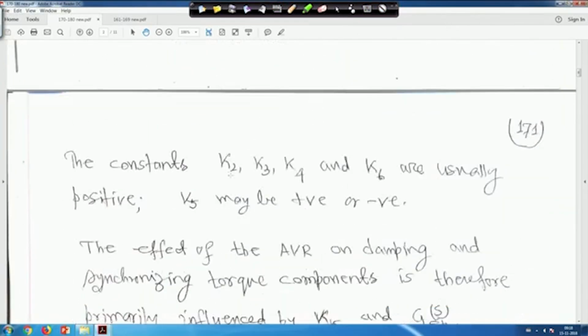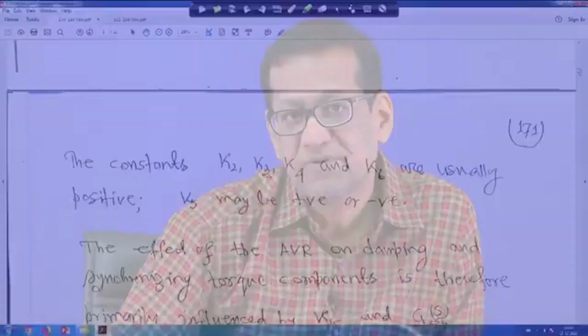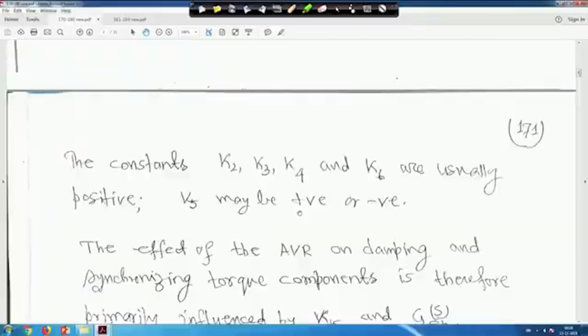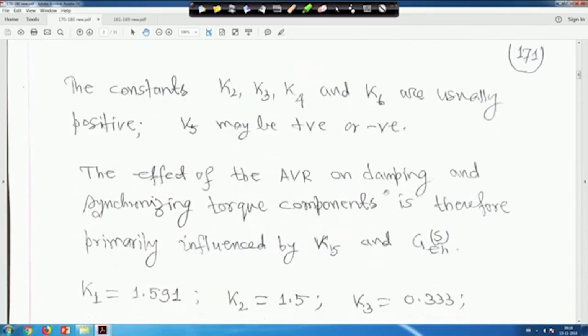Therefore the constants k2, k3, k4 and k6 are usually positive. Actually k3 will remain constant for a system, and k5 may be positive or may be negative. The effect of the AVR on damping and synchronizing torque components is therefore primarily influenced by k5 and GEX(s), that is the exciter transfer function, but here we will simply represent it by a gain, for easy analysis.